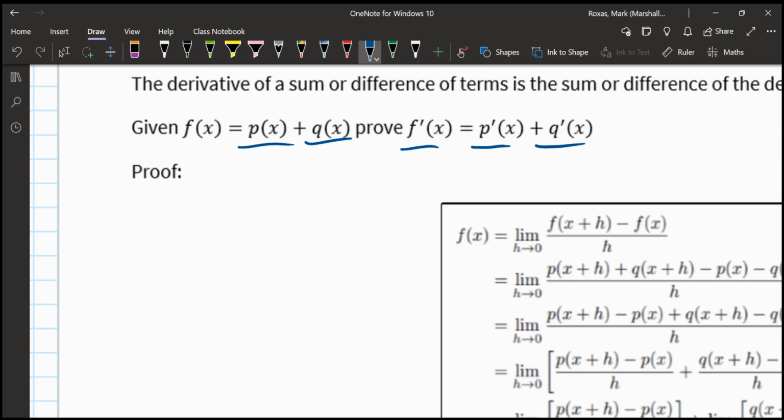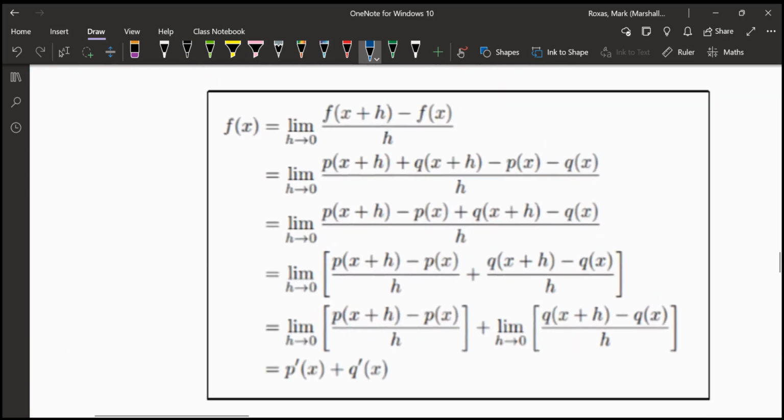Okay. So the proof, here it is. So what if your function f of x is composed of two functions, p plus q? Okay. So that's what it looks like if your input is x plus h. And what if it's just f of x?